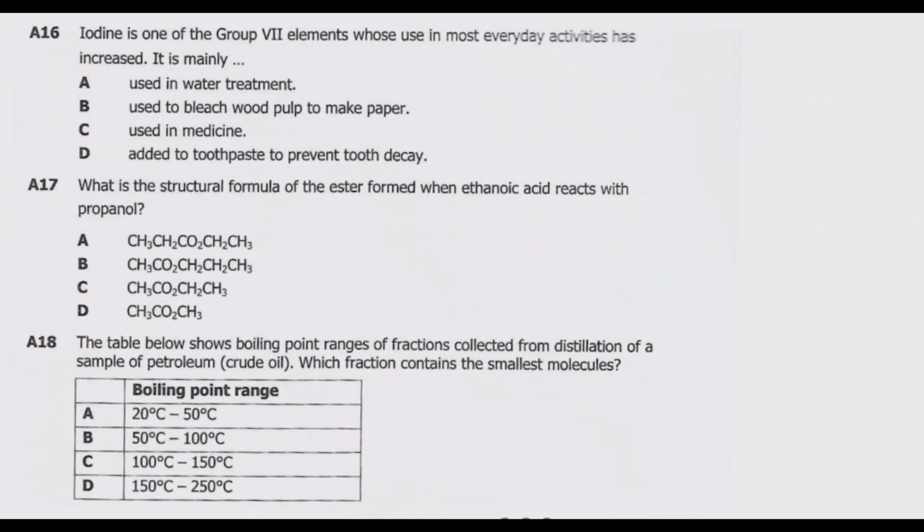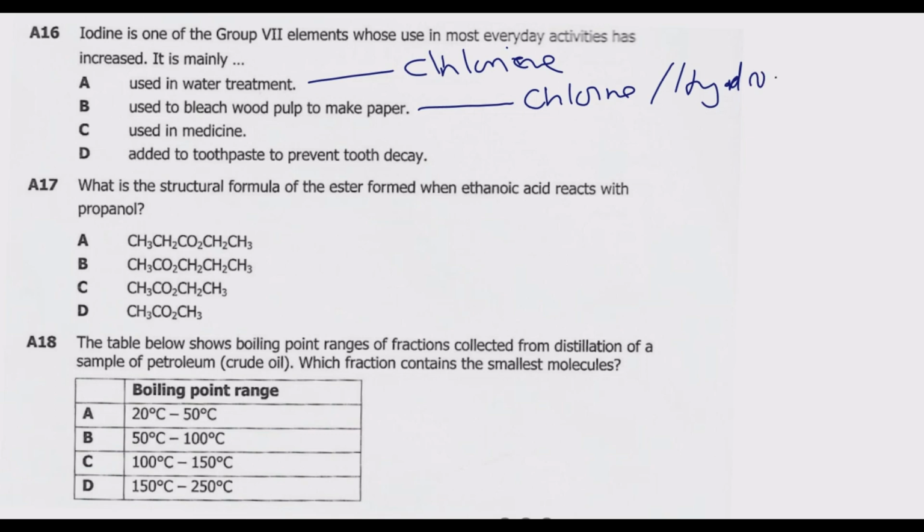Question 16. Iodine is one of the group 7 elements whose use in most everyday activities has increased. It is mainly used in water treatment. So we need to identify the use. Water treatment is chlorine. So chlorine is the one that we use for water treatment. Then we have used to bleach wood pulp to make paper. So this one again we use chlorine. Chlorine is also used, and hydrogen peroxide. Then C, used in medicine. Yes, it is. Then D, added to toothpaste to prevent tooth decay. This one is fluorine.